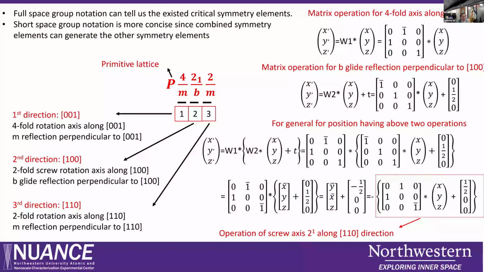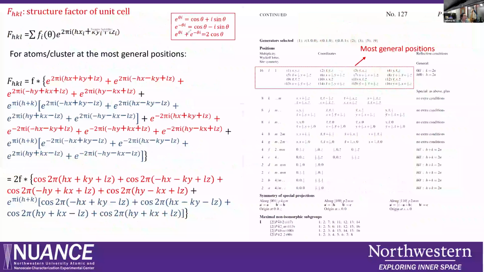Now I give you another example. For example, how to get the FCC lattice. I give you an example for a more complicated one. This is a tetragonal one, and the space group number is here.